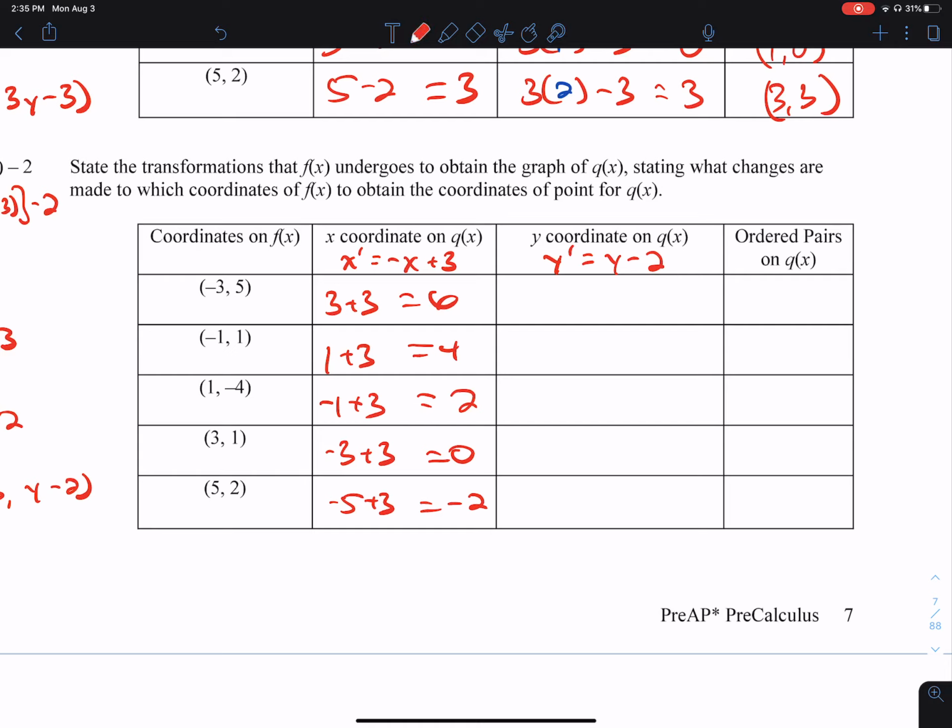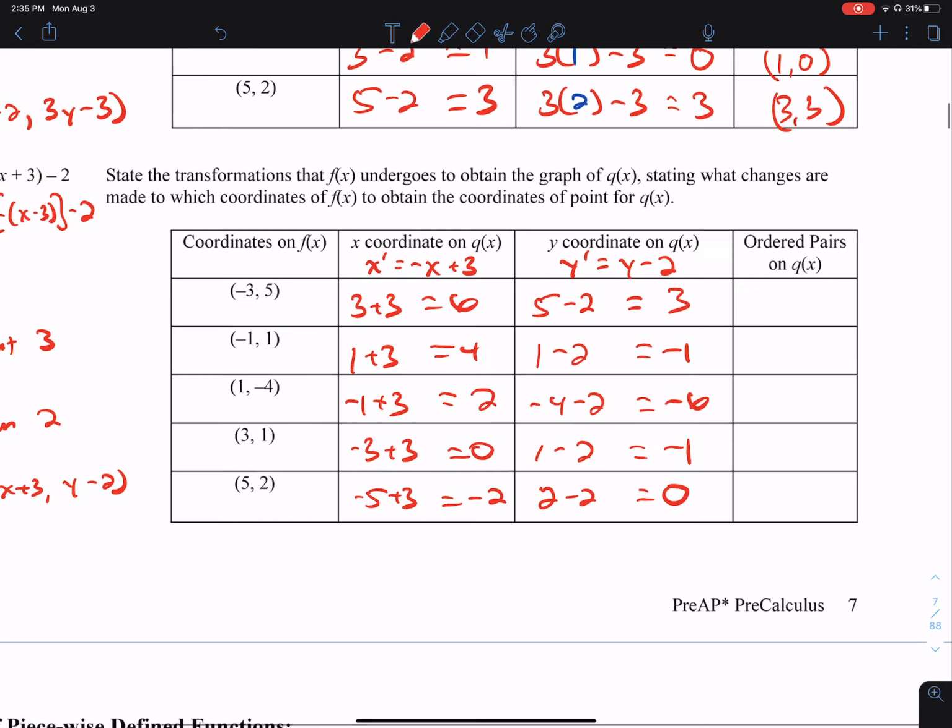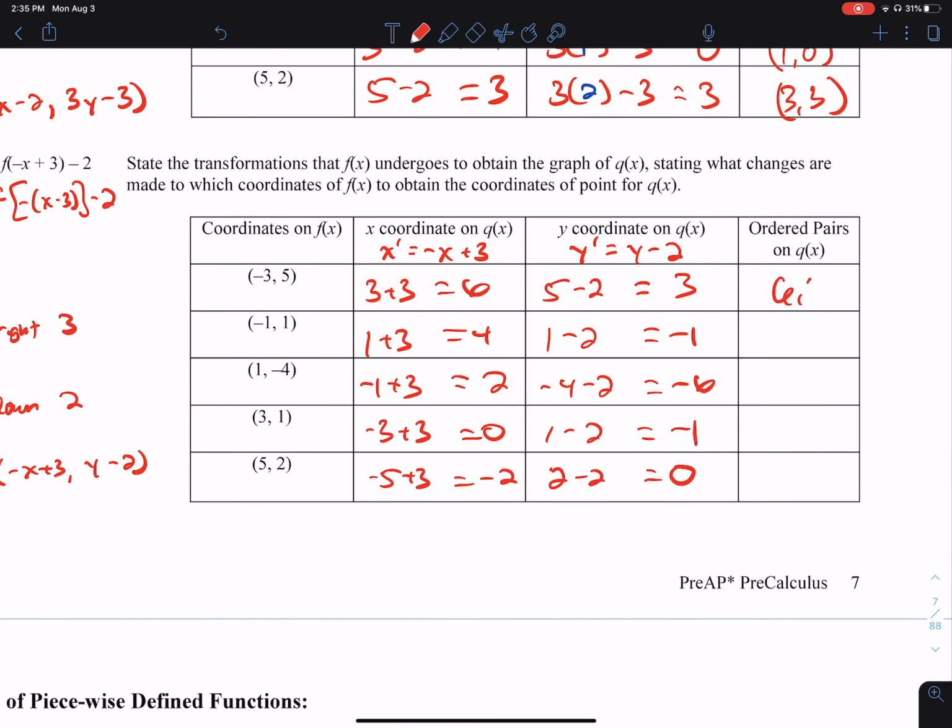Subtract 2 from our y values, so it's going to be 5 minus 2, 1 minus 2, negative 4 minus 2, 1 minus 2, and 2 minus 2. It's going to give us 3, negative 1, negative 6, negative 1, and 0, which gives our ordered pairs (6, 3), (4, -1), (2, -6), (0, -1), and (-2, 0).